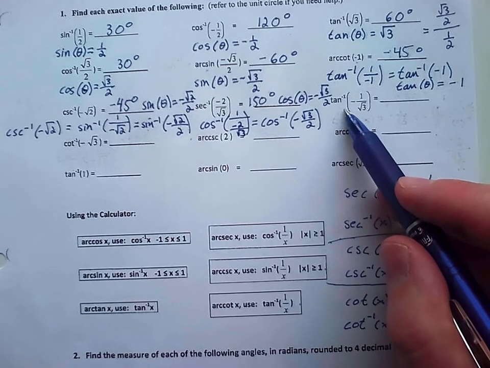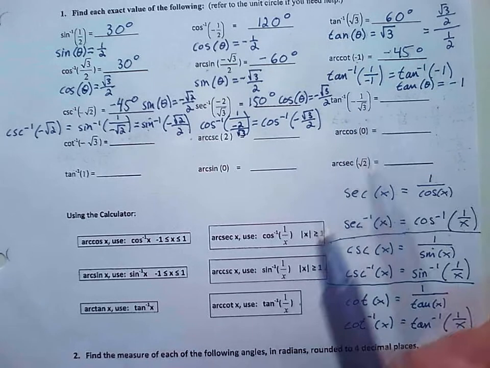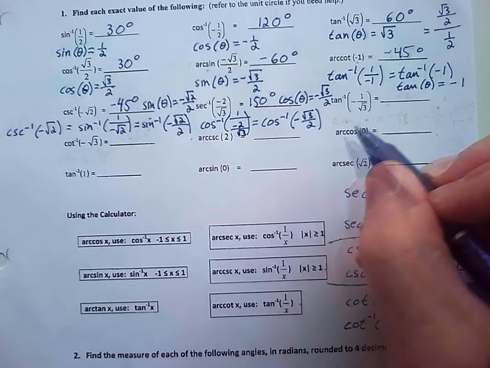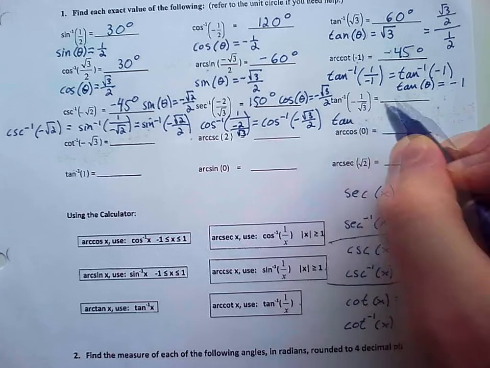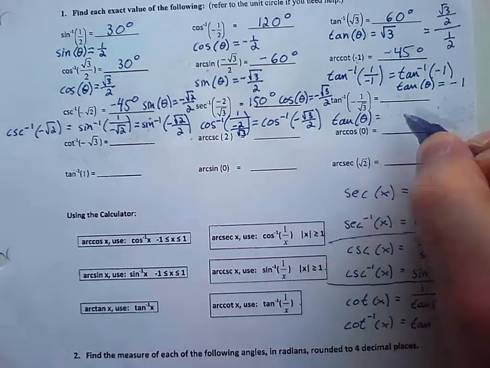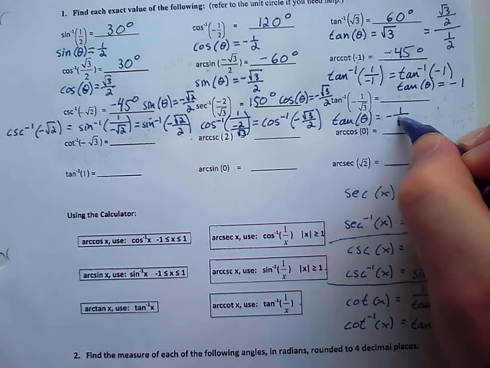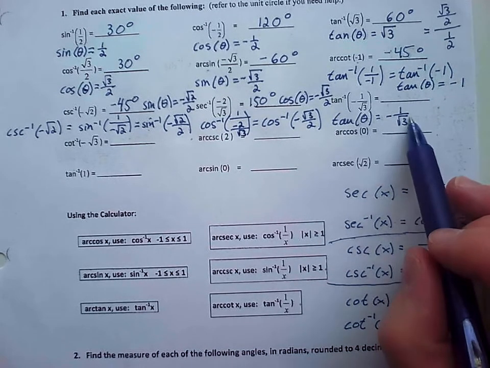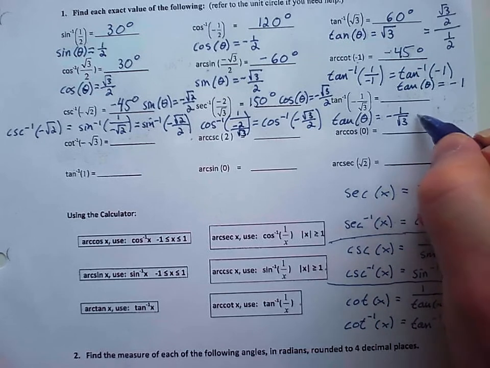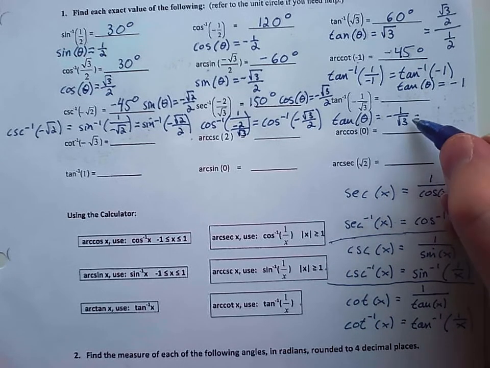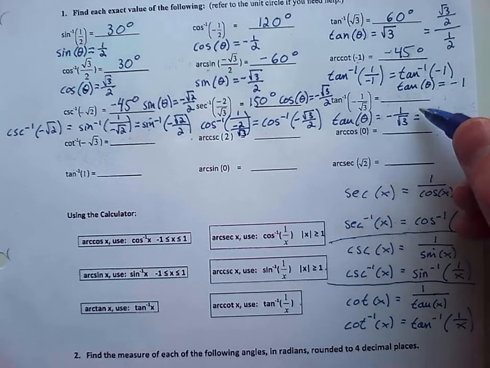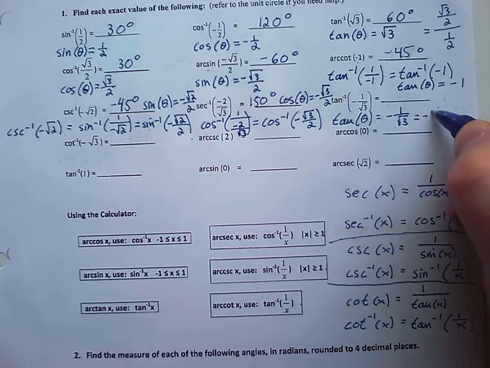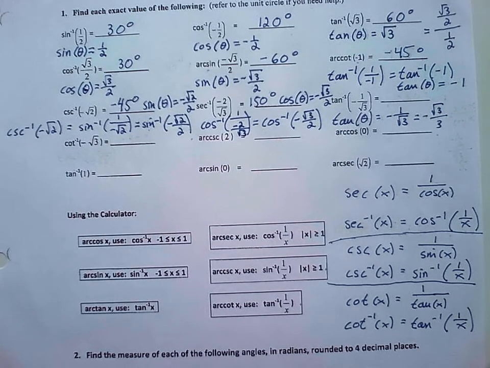Alright, let's go on to the arctangent of negative 1 divided by the square root of 3. Again, we can rewrite this as the tangent of theta being equal to negative 1 divided by the square root of 3. Again, we don't want to have this radical in the denominator, so I'm going to multiply the numerator and the denominator by the square root of 3. Square root of 3 divided by the square root of 3 is the same thing as multiplying by 1. Then the numerator is going to become the square root of 3, and the denominator is going to become just 3.